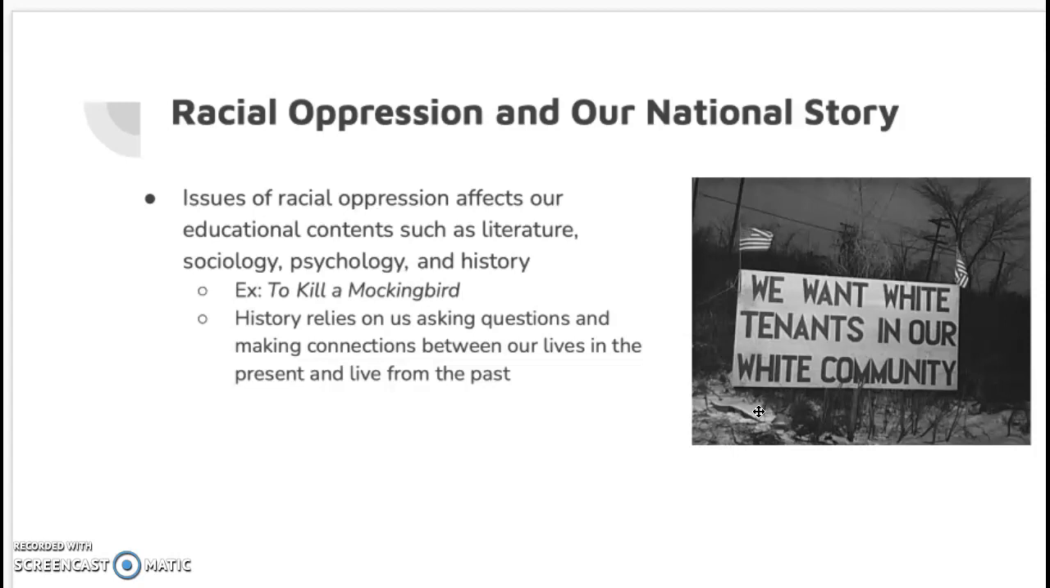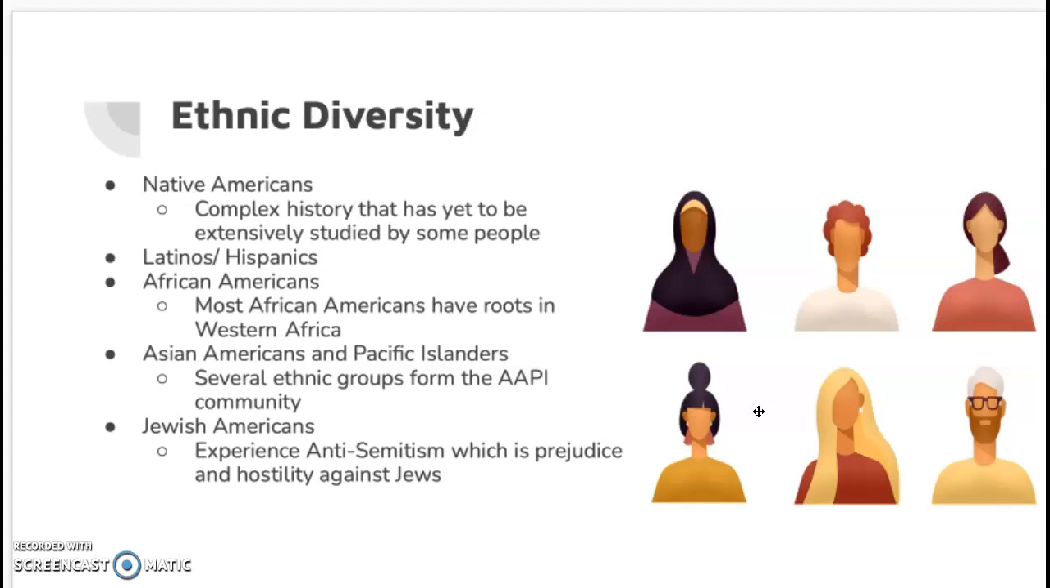Going on, this chapter also focused on ethnic diversity. As you can see, we talked about different ethnic groups: Native Americans, Latinos, Hispanics, African Americans, Asian Americans and Pacific Islanders, and Jewish Americans. If we are constantly trying to make connections between the past and the present, it is important as educators that we understand the past of our students, depending on their cultural backgrounds.